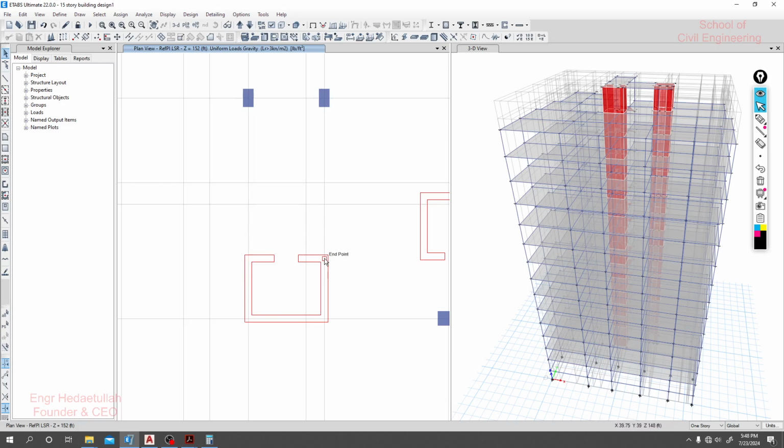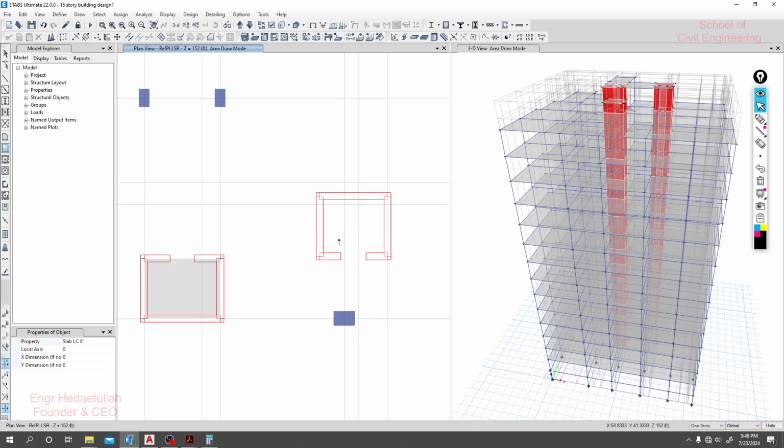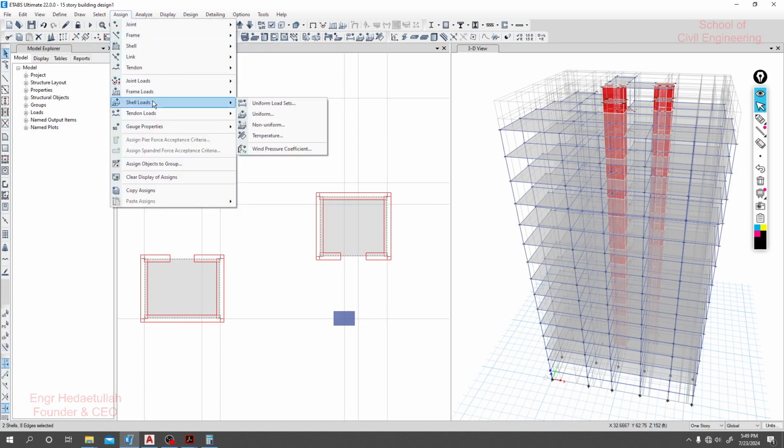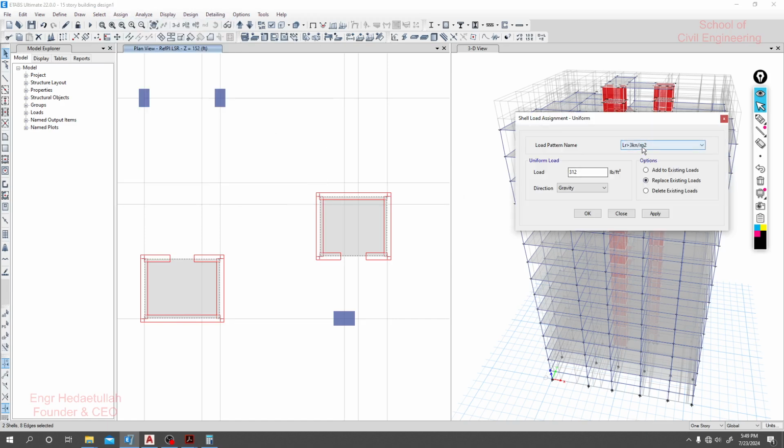Now we'll create our slab here. To create our slab, I will just take the rectangular portion and slab for the lift core slab. From that point to that point, also here from that point to that point, done. And by selecting that slab, I'll just go assign, then I'll go for shell load, uniform load.